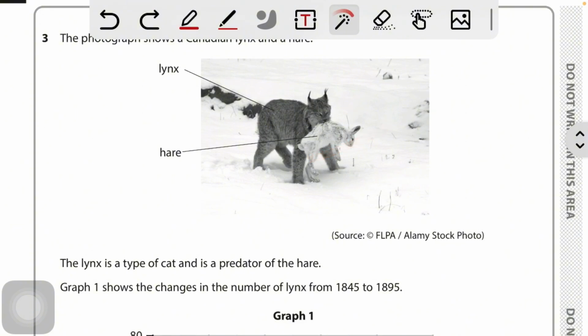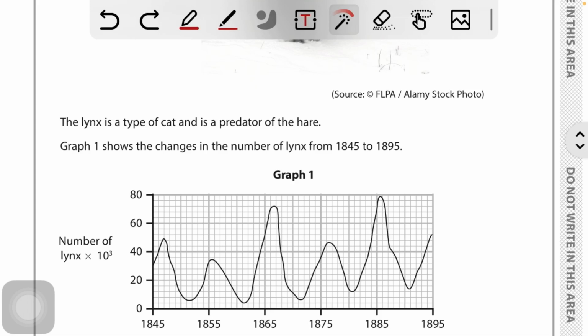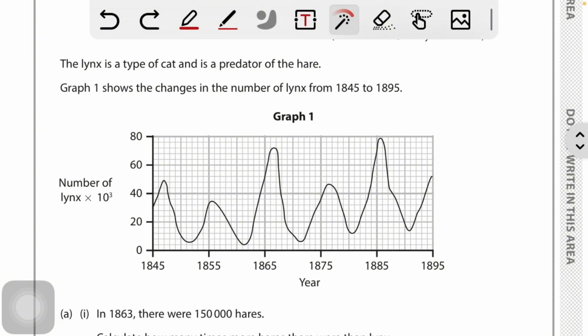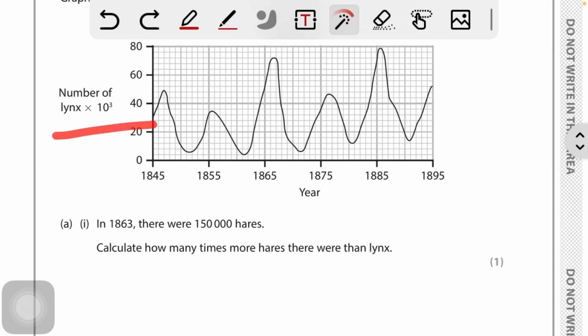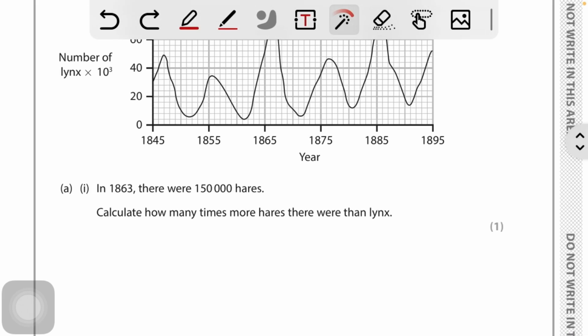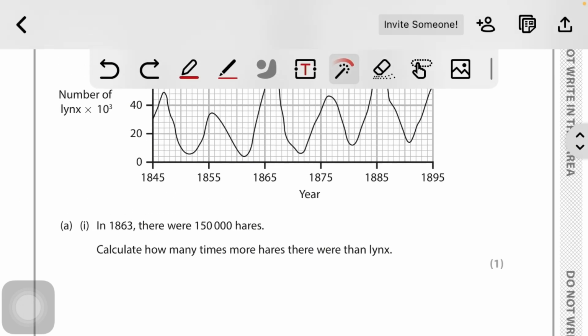The lynx is a type of cat and is a predator of the hare. Graph 1 shows the changes in the number of lynx from 1845 to 1894. This is the number of lynx in 10 to the power 3, and this is the year. In 1863, there were 150,000 hares. Calculate how many times more hares were there than lynx.